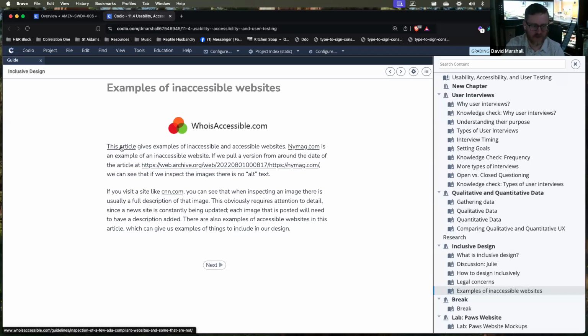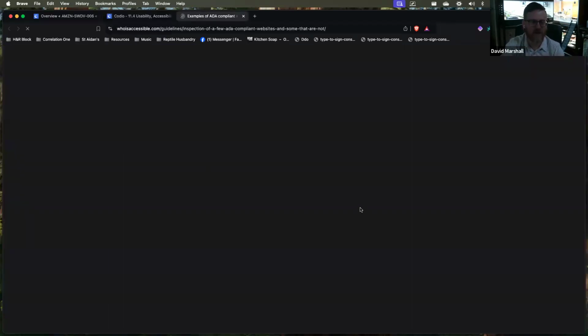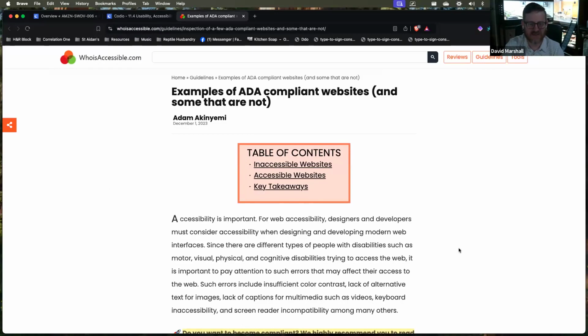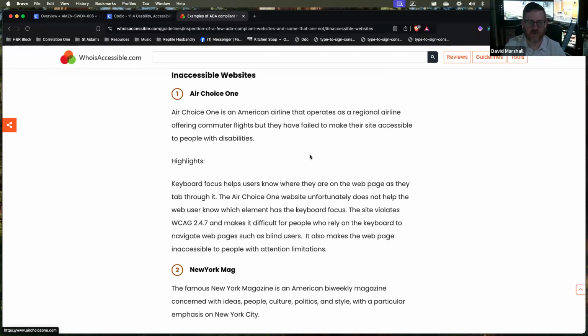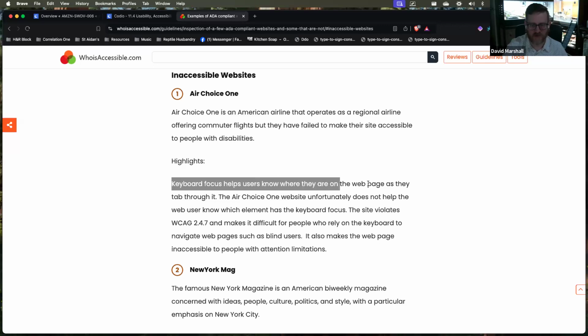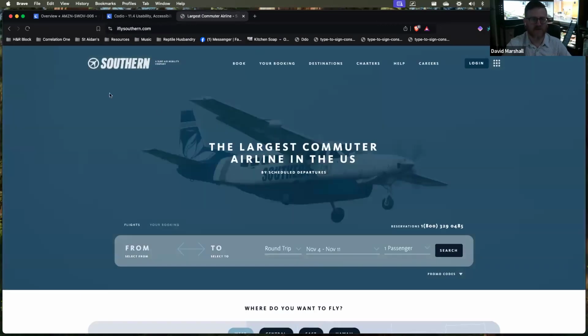This article through whoisaccessible.com provides some examples of websites that are compliant and non-compliant. So if we go here, Air Choice One, it's an American airline that operates as a regional airline offering commuter flights, but they apparently have not made their site accessible. So here, right, keyboard focus helps users know where they are on the page as they tab through it. If we go here, we may not have that, right?